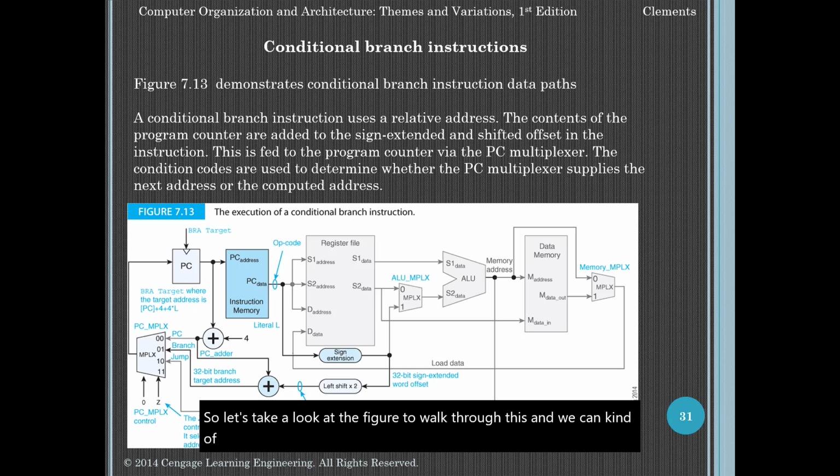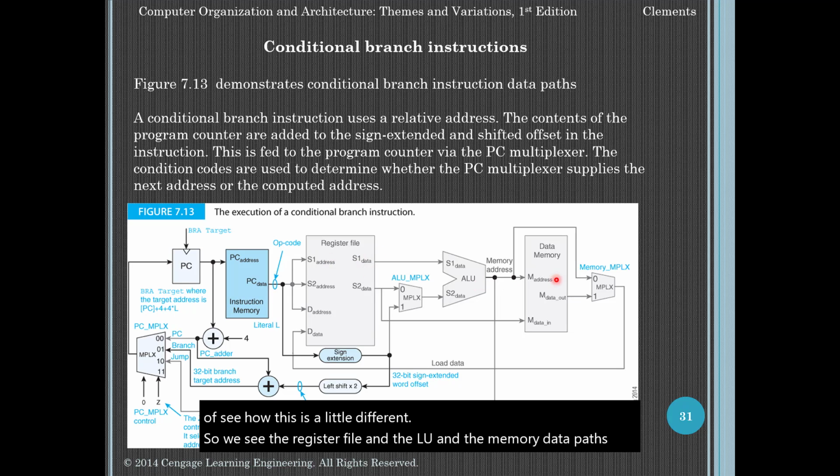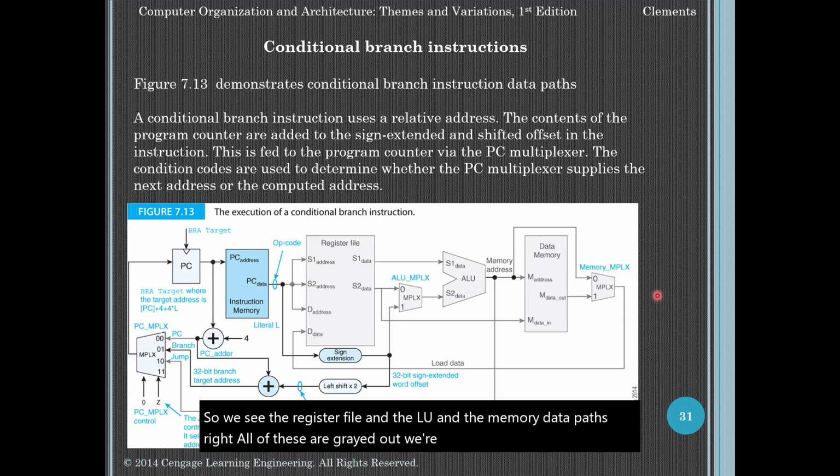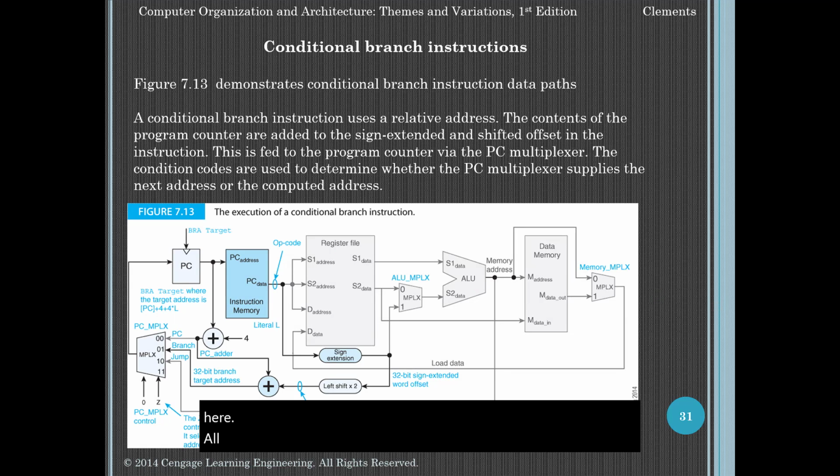is a little different. So we see the register file and the ALU and the memory data paths, right? All of these are grayed out. We're not using any of this over here. All we need to do is take the program counter and add the offset in the instruction. So all of that happens down here with our program counter and our multiplexer.